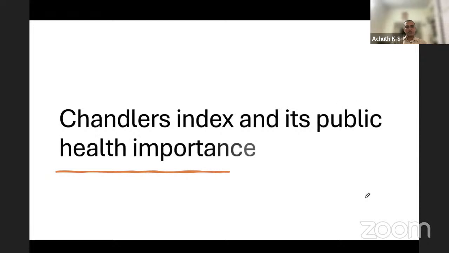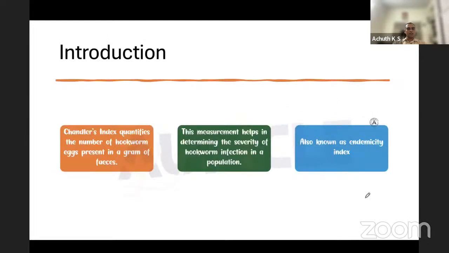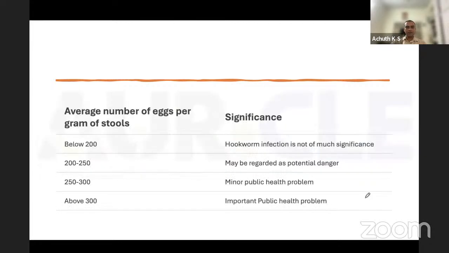First one is Chandler's index and its public health importance. What is Chandler's index? It was designed to quantify the number of hookworm eggs present per gram of feces. That is 1 gram of feces. Why? To measure the severity of hookworm infection in the population. It is also known as the endemicity index.